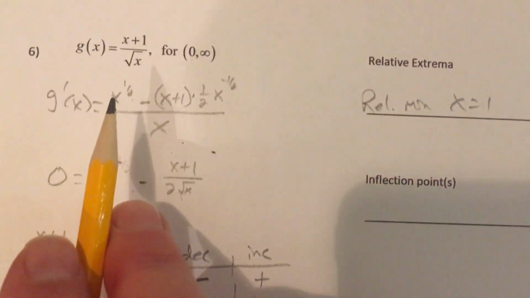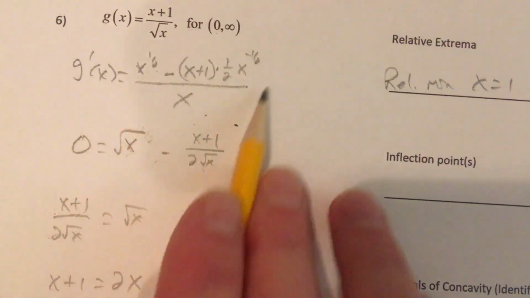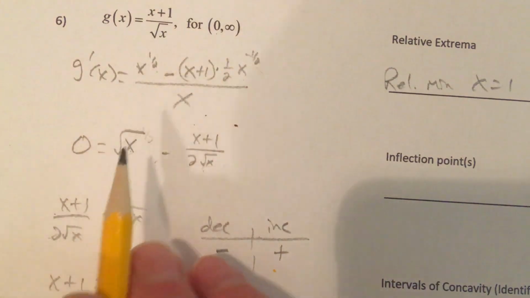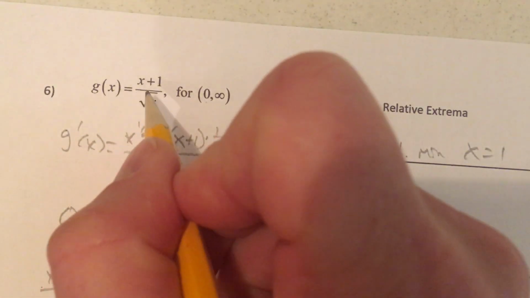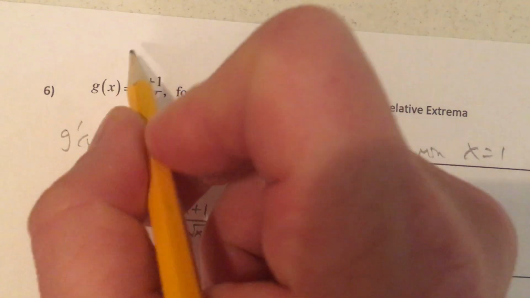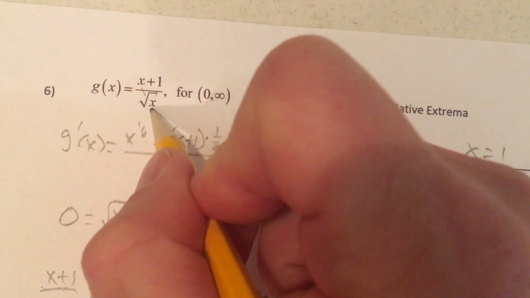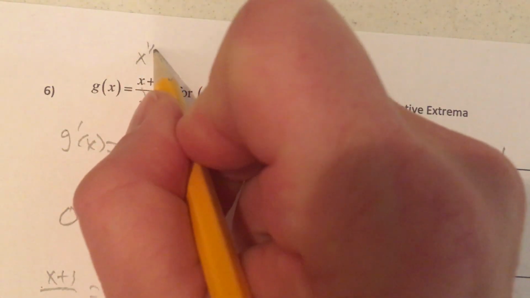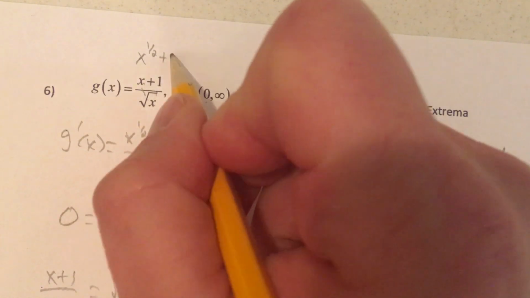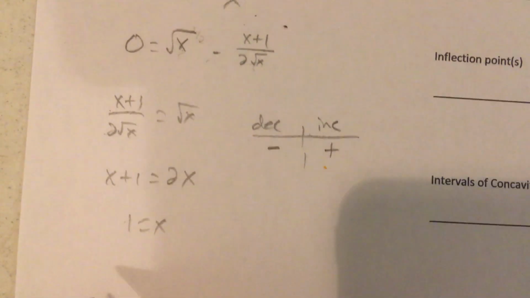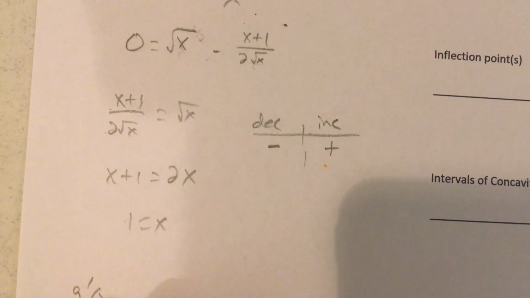Now, as far as the inflection points, this becomes a little bit trickier. One thing we could do, instead of trying to tackle this derivative, which would be very nasty, is go back to the original and rewrite it real quick. Write this as x divided by square root of x, which would be x to the 1/2, plus 1 over square root of x, which would be x to the negative 1/2. All right? And then I'm going to tackle it this way.